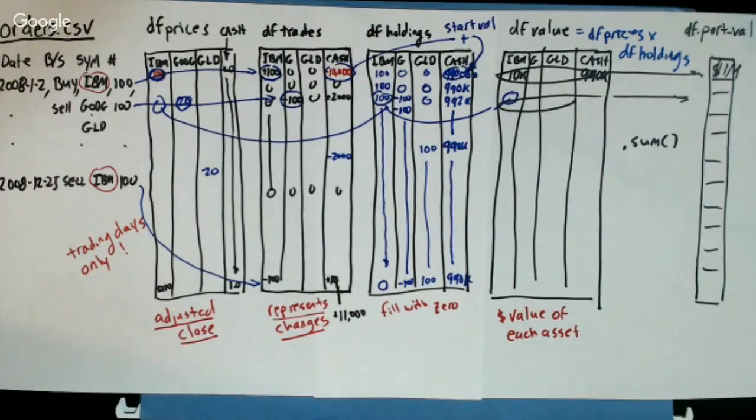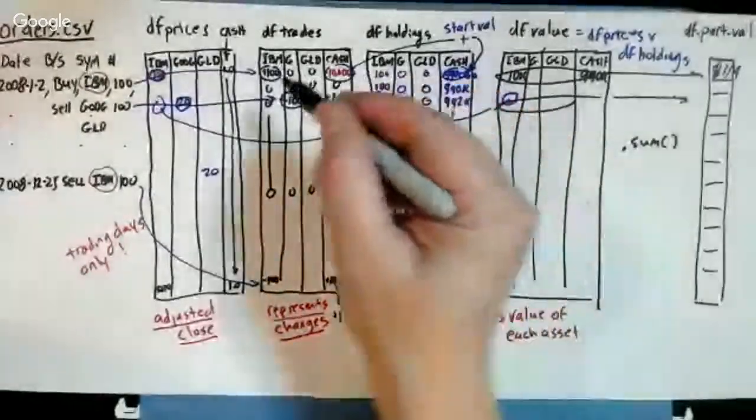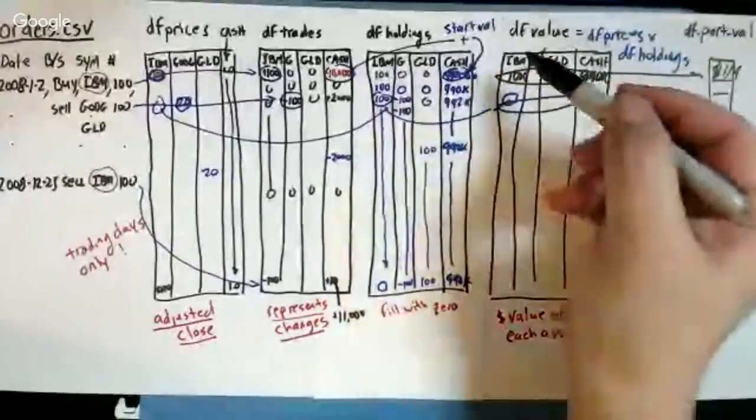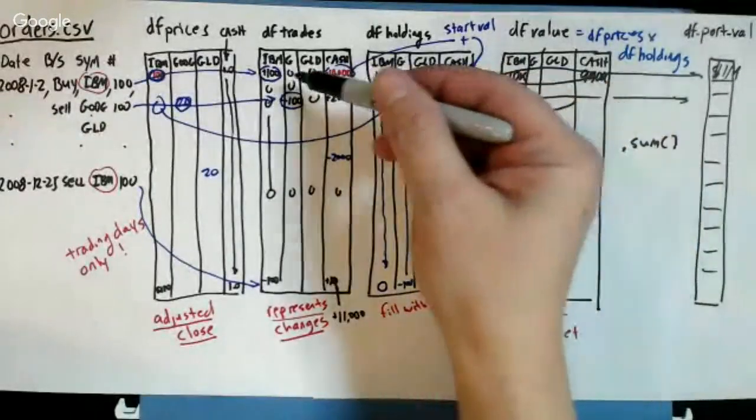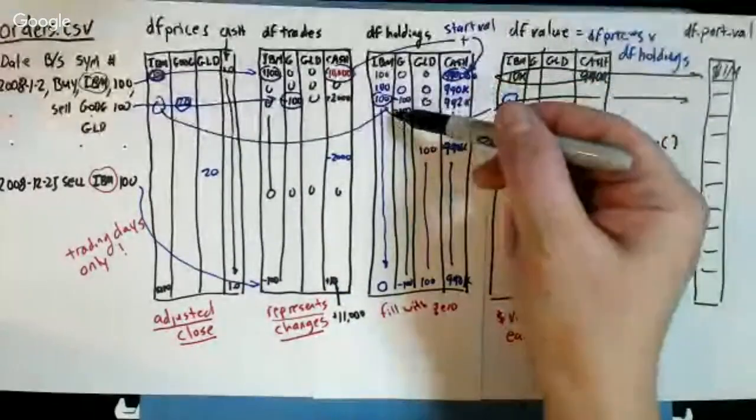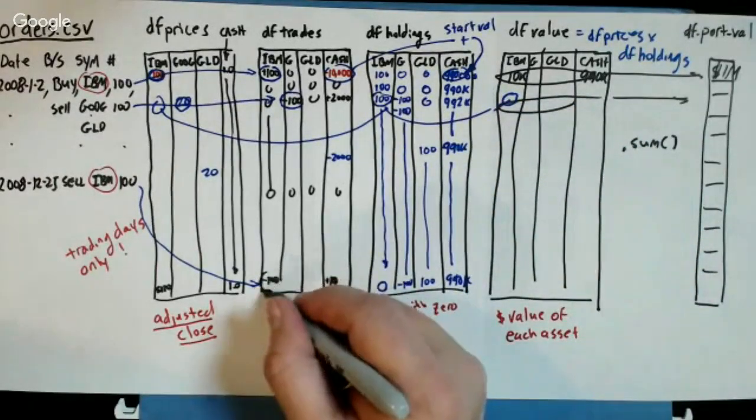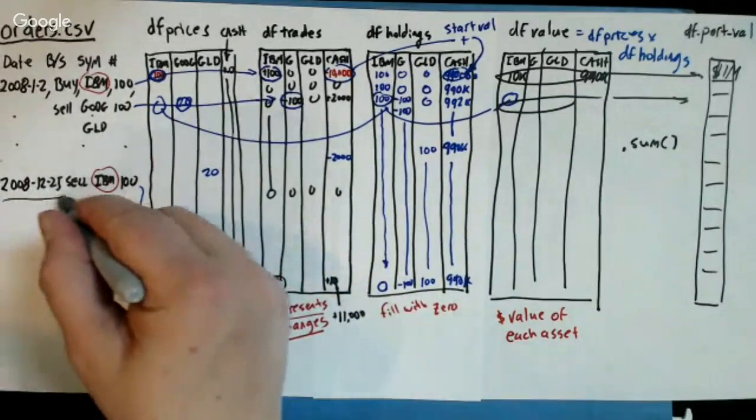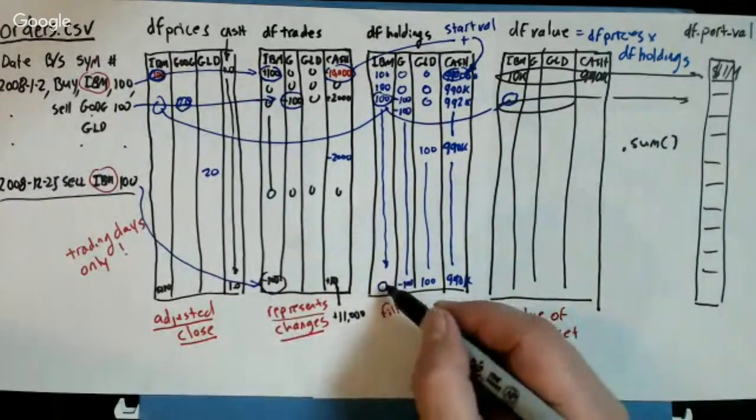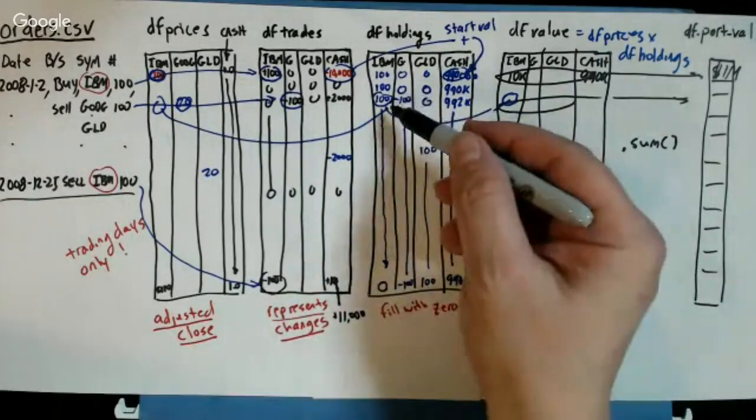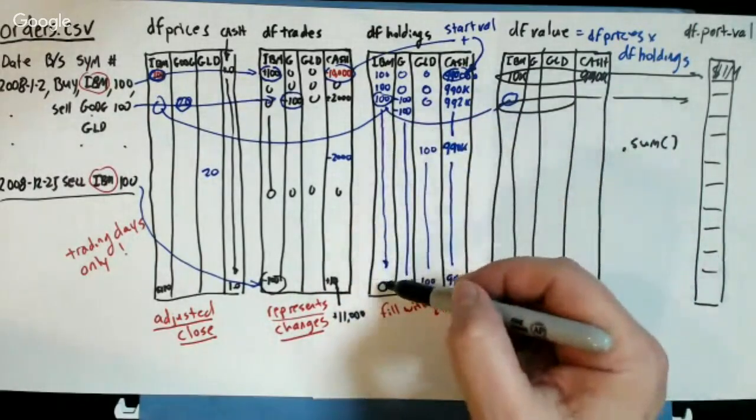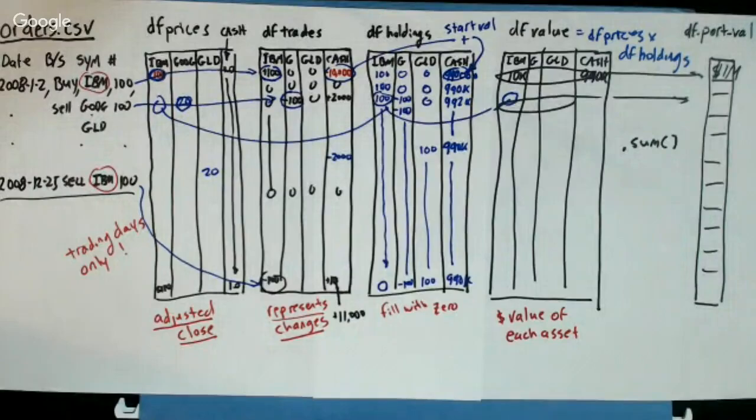Can you explain how we had 0 shares for IBM on the last day? Okay, well, we bought 100 on this first day, so in DF holdings we have 100. There's no other IBM transactions until the last day, and remember we have this sell 100 shares of IBM on the last day. Well, if you subtract 100 from 100, you get 0. So that's how you get 0 shares on the last day.